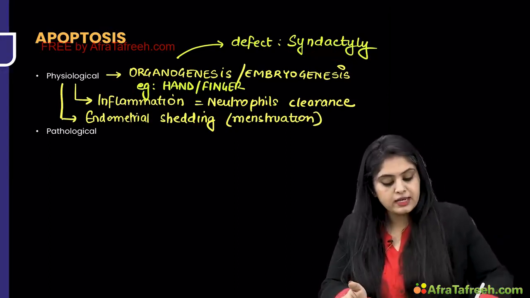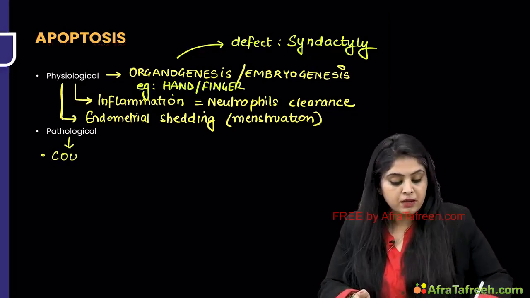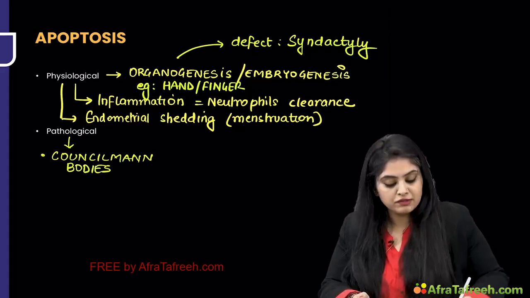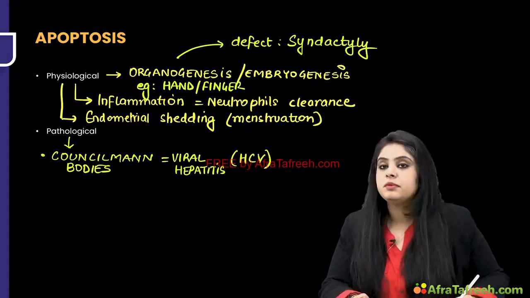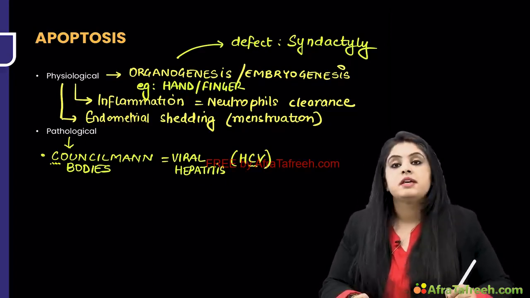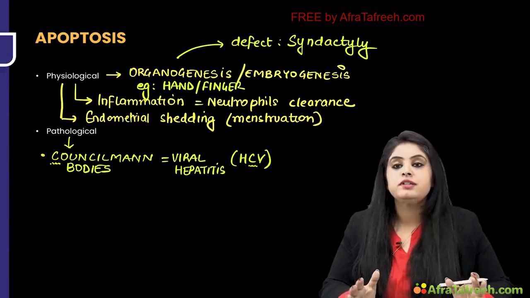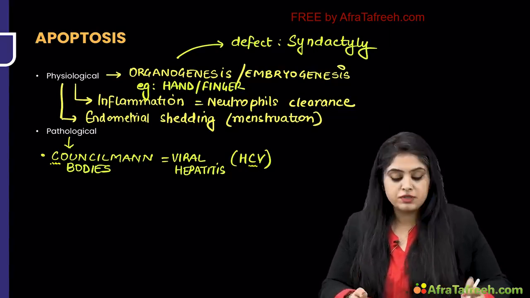Now I'm going to go ahead and tell you a pathological example, and some very famous bodies are coming up your way. And what is that body? The famous Councilman bodies. First and foremost, where do you see Councilman bodies? Councilman bodies are seen in viral hepatitis, and most commonly which viral hepatitis? Hepatitis C virus. So there's a very simple way of learning it. We have C for Councilman bodies and C for hepatitis C virus. So Councilman bodies are seen with hepatitis C, and what are they? They are a kind of apoptosis. That's why I'm making you study it over here.